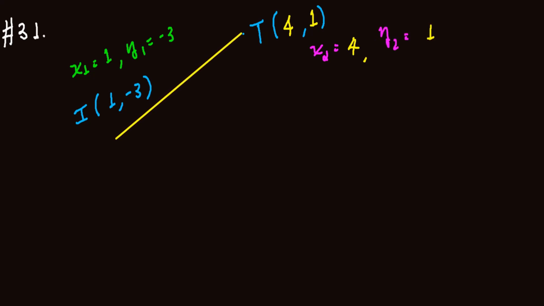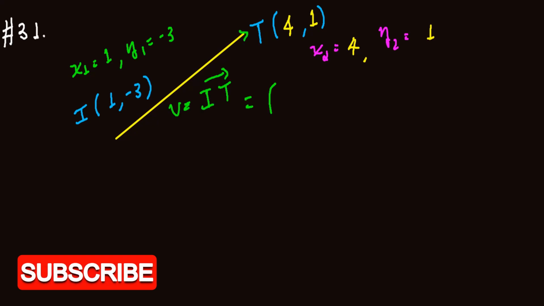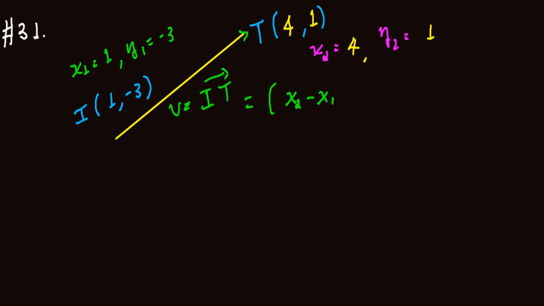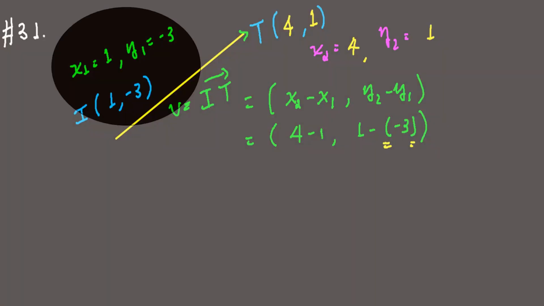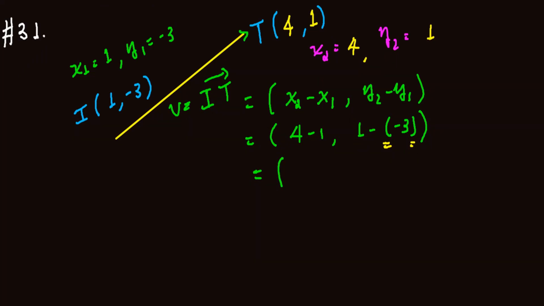So we can draw our vector from I to T, given by the formula (x2 - x1, y2 - y1). In this case, x2 is 4 and x1 is 1, y2 is 1 and y1 is -3. We have to use brackets appropriately because 3 is negative here. So the coordinates of our vector will be 4 minus 1 is 3 for the first coordinate. Here 1 minus (-3) becomes 1 plus 3. Therefore, finally, you will get (3, 4).